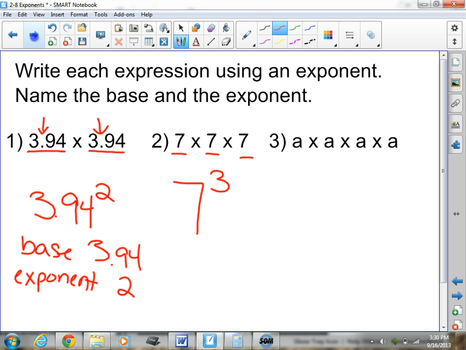For number 3, we don't have numbers, we have a variable this time. A times A times A times A. So my base number is the variable A, and let me count how many times I multiply A by itself. There's 1, 2, 3, and 4 of them. So my exponent would be 4. So it's A to the 4th power.